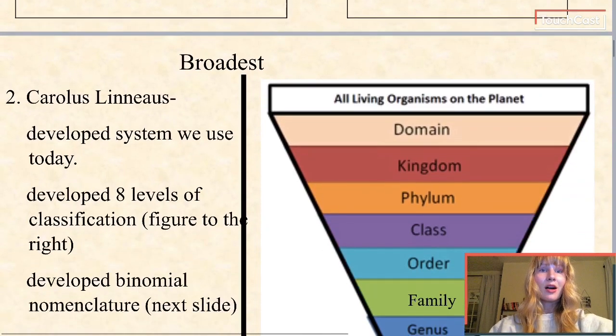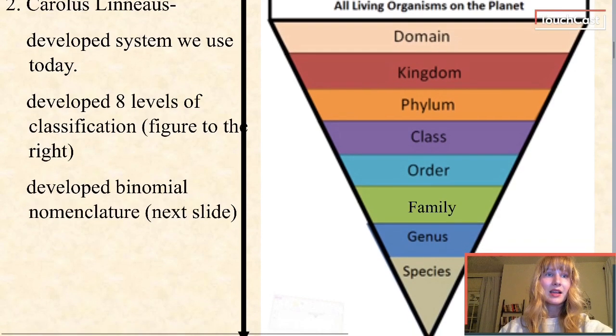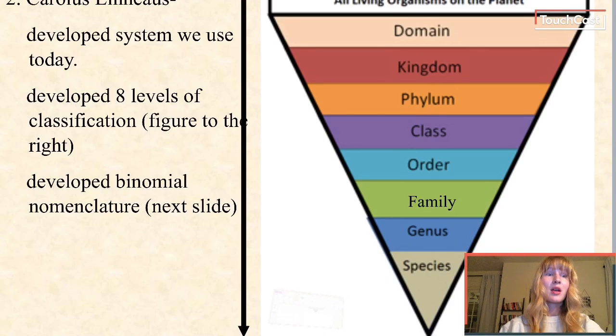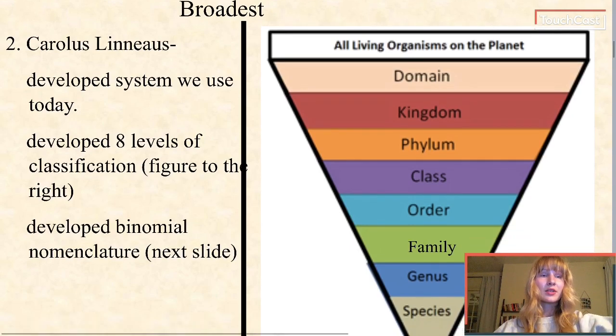Linnaeus came along and developed the system we actually use now. It's way more specific and very beneficial to us. There are 8 levels, as you can see here. This triangle will be used, so this is important. You will know all of these levels, you will know them in order, you will know what they are. So get used to looking at this figure here. You can see right here at the top it says broadest, that's why it's the largest category, and we use a triangle for it.